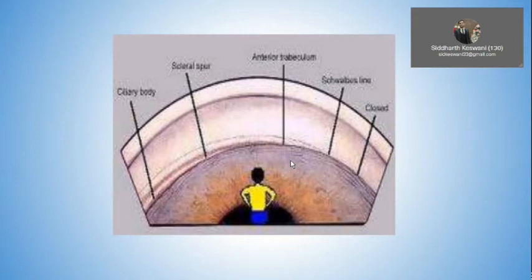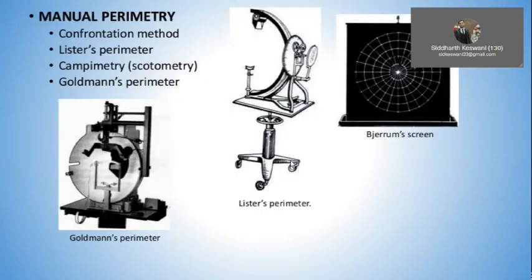Then we have perimetry. Before, we were using this kind of manual perimetry. In that we have the confrontation method, the Lister perimeter, scotometry, and the Goldmann perimeter, right? So here you can see the Bjerrum screen, the Goldmann perimeter, and the Lister perimeter. This was usually done sometimes before, right?